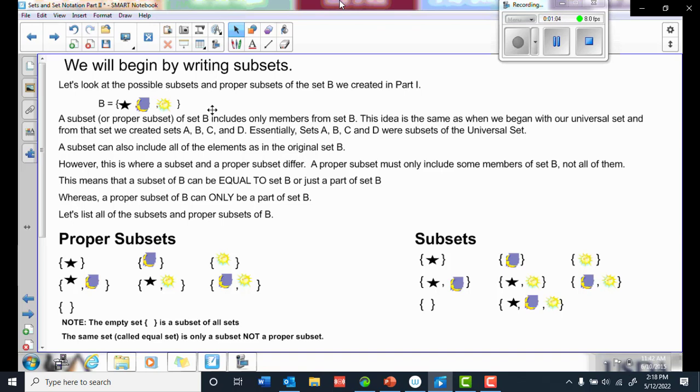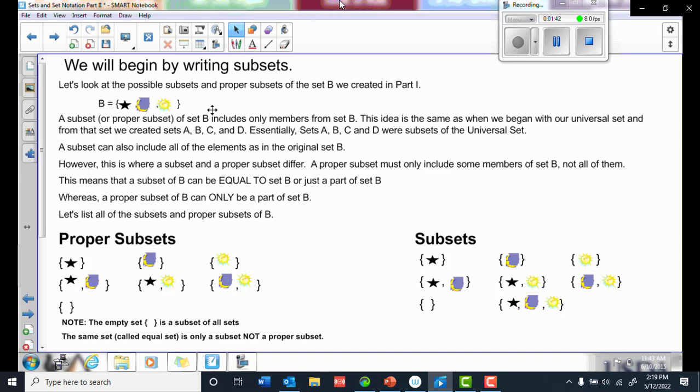Now, a subset or a proper subset of set B includes only members from set B. That's the same idea we used when we talked about the universal set. The subsets came from the universal set. So essentially, the way A, B, C, and D were subsets of the universal set, we're talking about the same thing here, only we're going to show a very small difference between what a proper subset is and what a subset is.